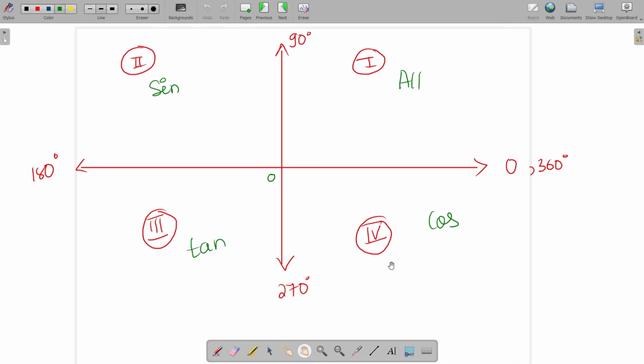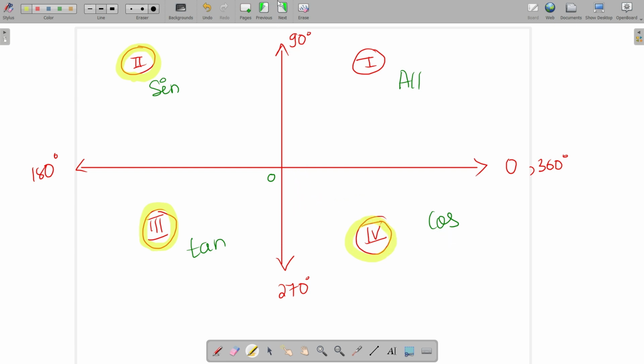We have already learned that in the first quadrant, all the trigonometry ratios are positive. In the second quadrant, only sine is positive, which tells us that tan and cos will be negative if it lies in the second quadrant. In the third quadrant, only tan is positive, which indicates that any value of sine or cos with the angle which lies in the third quadrant will be negative. Same thing in the fourth quadrant, only cos is positive.